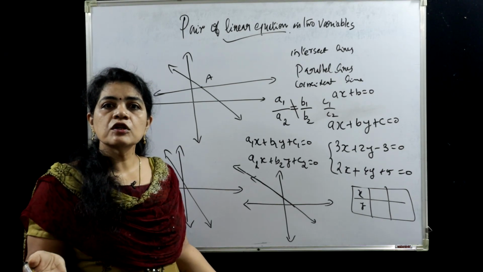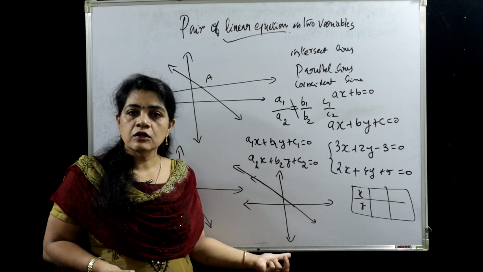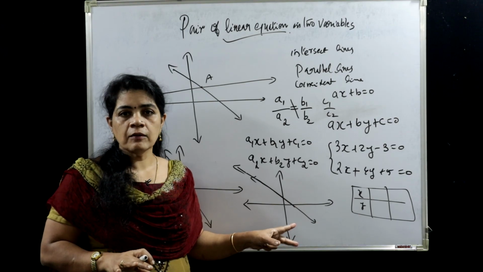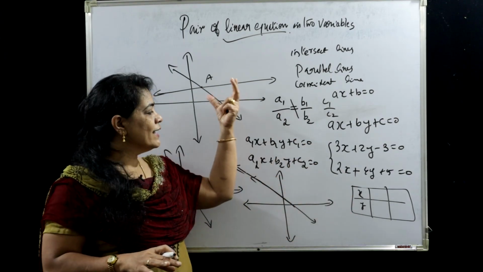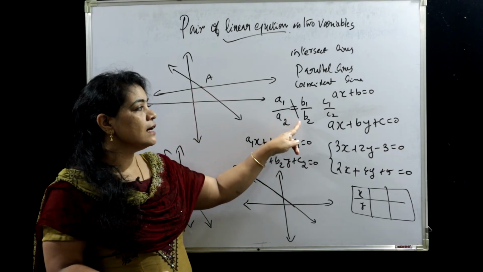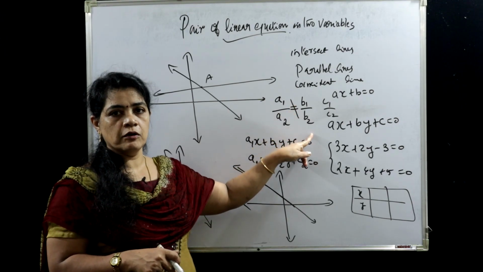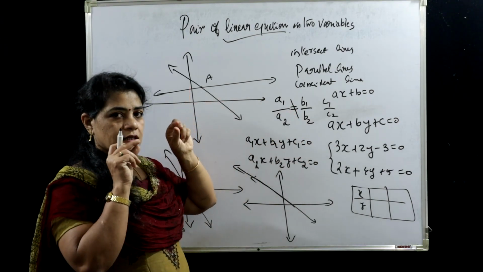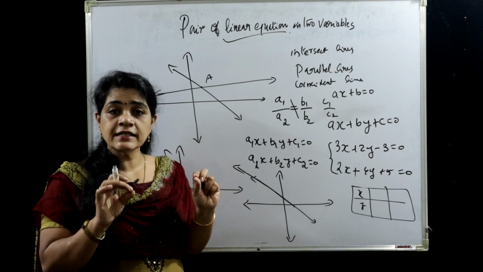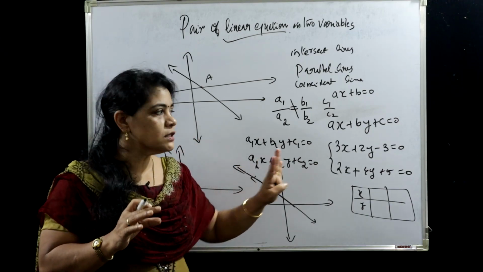See children, what we are actually doing is finding the solution of a pair of linear equations through the graphical method. Graphical method means plotting the graph. By getting the solution set, you will get the graph. And for this condition, if we have a1 by a2 not equal to b1 by b2, the graph will intersect at one point. What is our ultimate aim? We should get the values of x and y, that is, the solution of this equation.